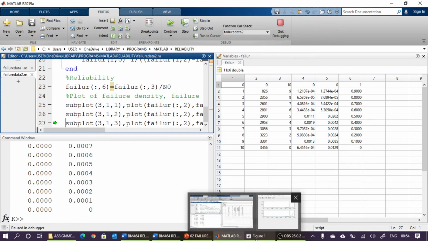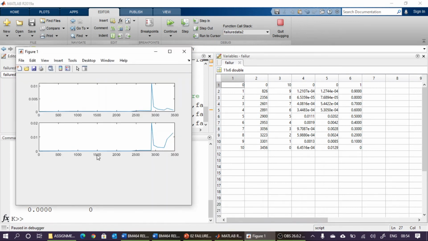Now the failure rate. So this is failure rate. Actually, you can see that this is increasing with respect to time. If failure rate is increasing with respect to time, what about failure density? Failure density will increase up to a particular time, then it will decrease. So that characteristic is followed here. Here we have a problem. This is due to a very small delta t.